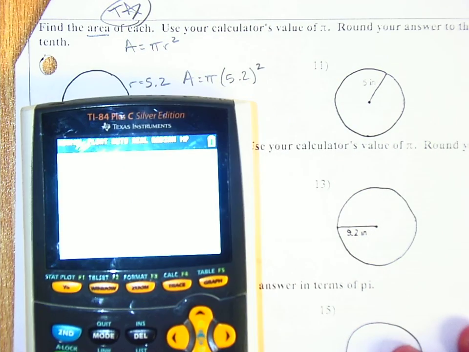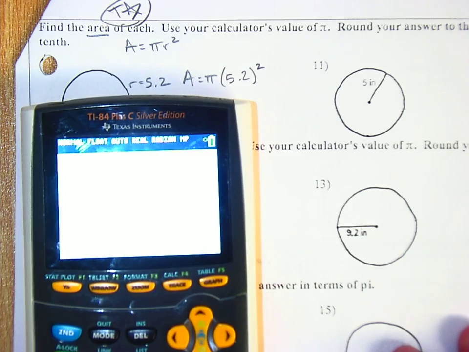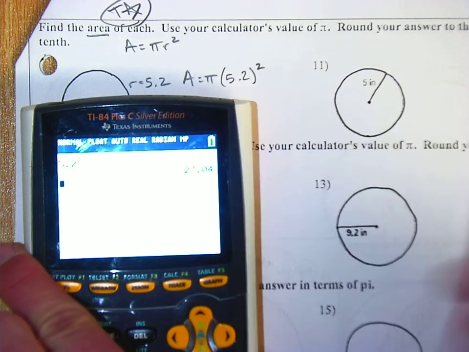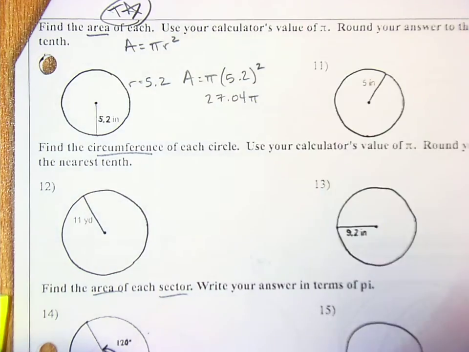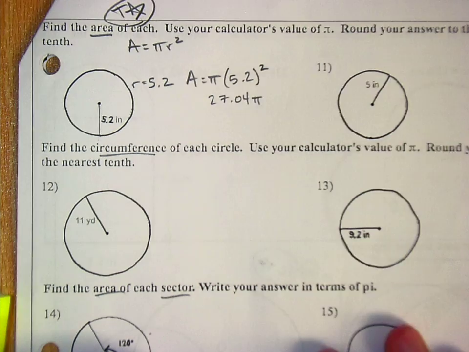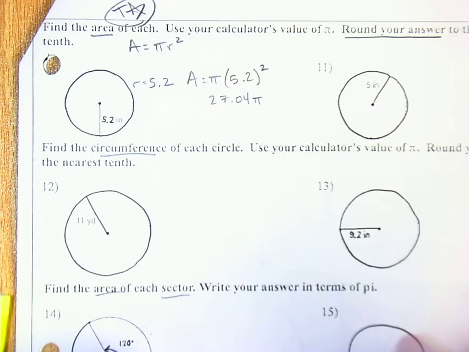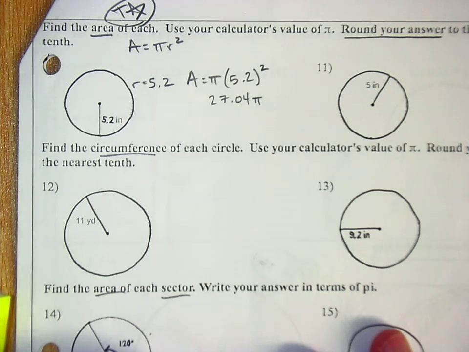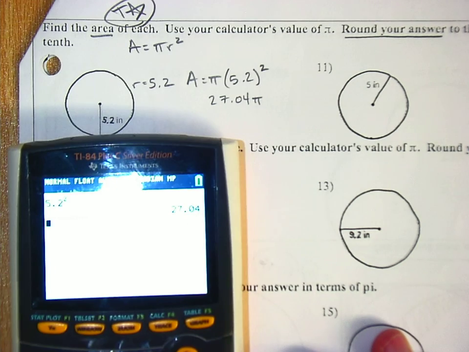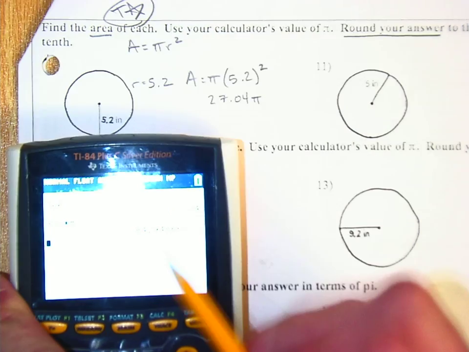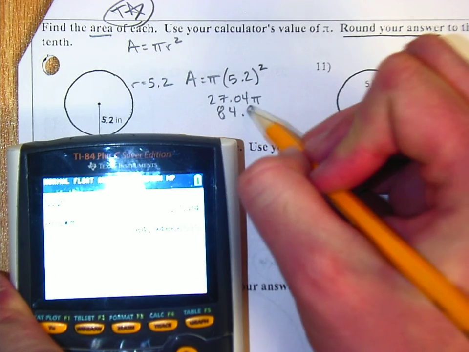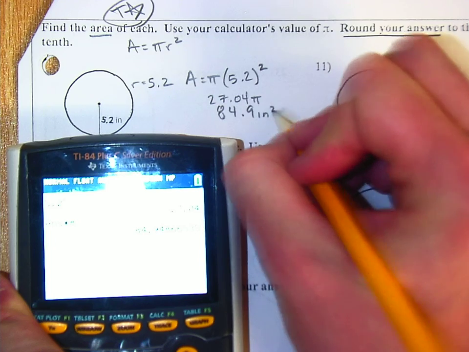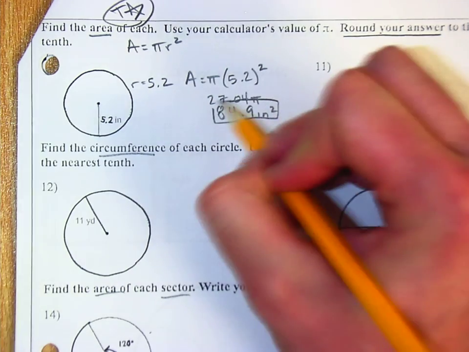I don't know what 5.2 squared is. It's 27.04 pi. And in fact, they wanted us to round our answer to the nearest tenth. So all we're going to do from there is times pi. And the nearest tenth would be the first place after the decimal. So 84.9 inches squared, since this is area.